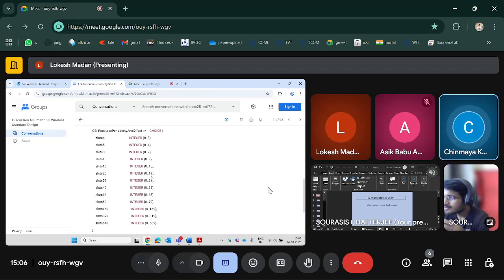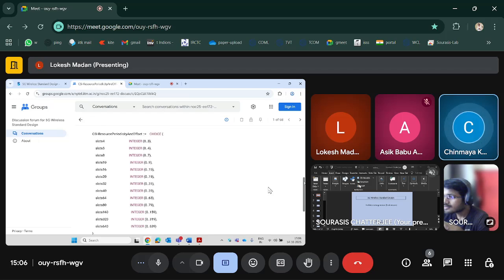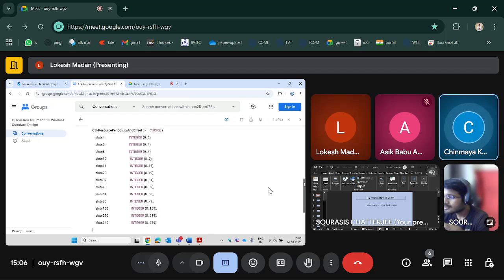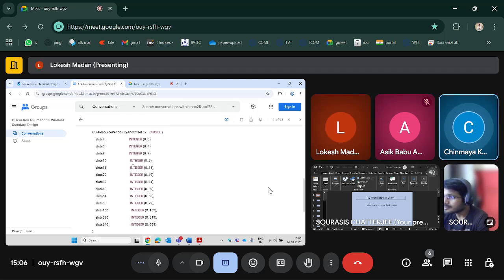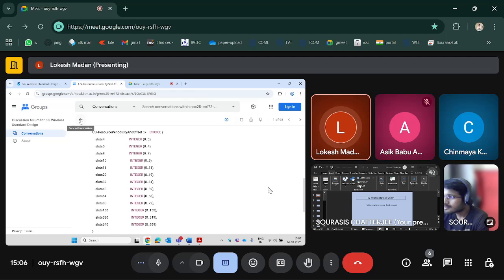Achha, this is the offset. The left one is the periodicity, and the right one is the offset. So the offset will always be less than the slot periodicity. So periodicity 25 is not allowed; 15 is allowed, 20 is allowed. If you keep your slot periodicity as 20, then you have to keep your offset from 0 to 19. Got it. So we should go as per the 3GPP parameters in the exam.